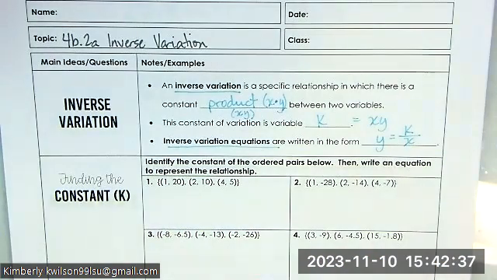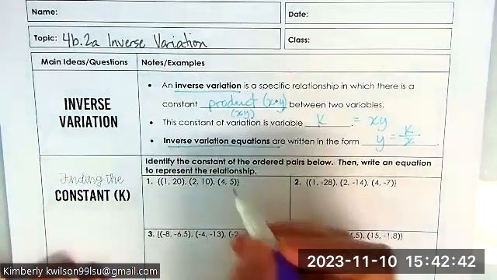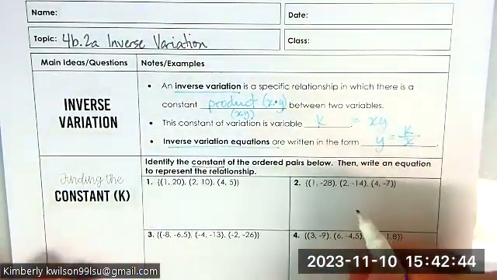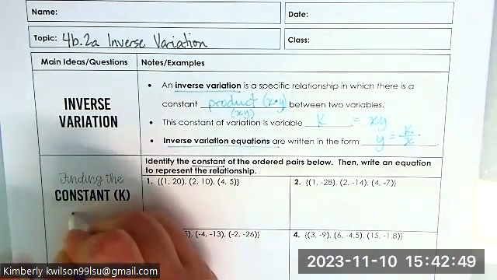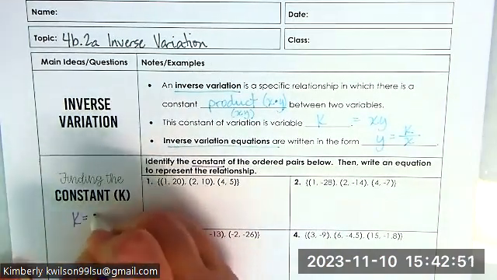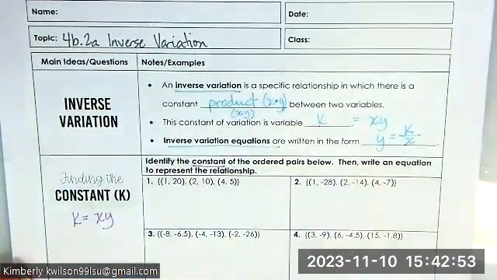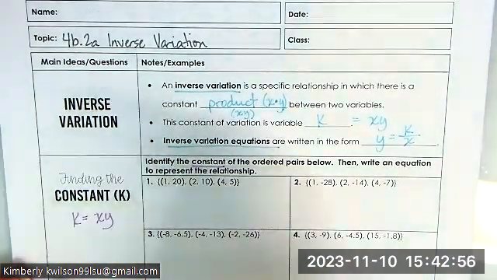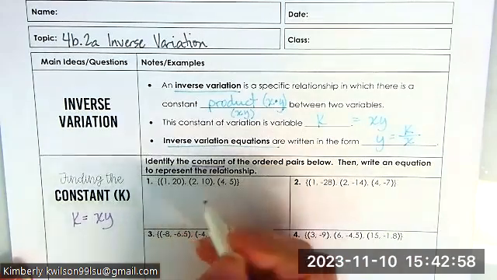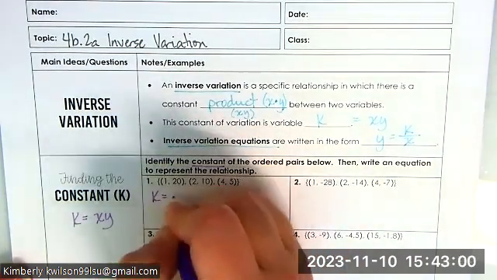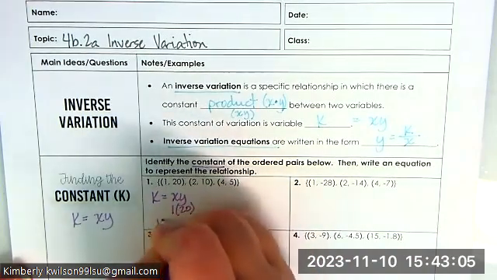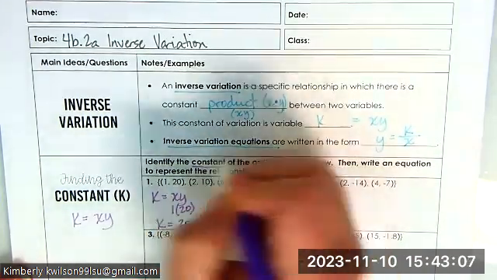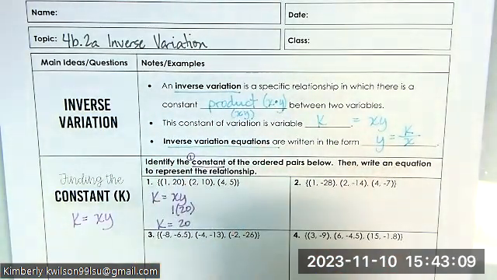Now let's work a couple of examples. Identify the constant of the ordered pairs below. To identify the constant, remember that the k is equal to x times y. So when we have these ordered pairs, to find the constant, we do x times y, which means I'm doing 1 times 20. So therefore, my k equals 20. So that is part 1.